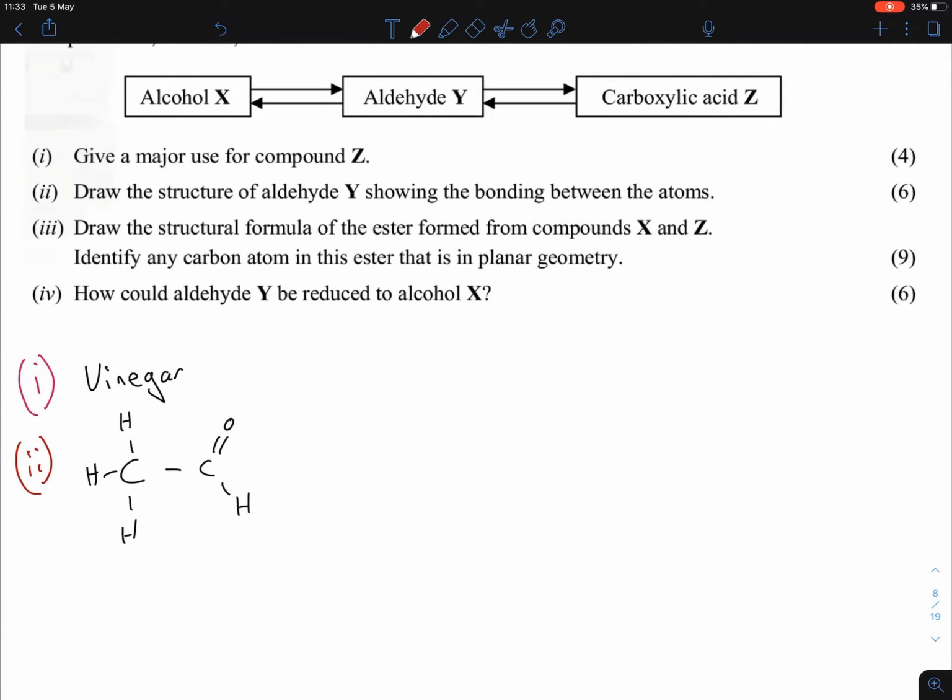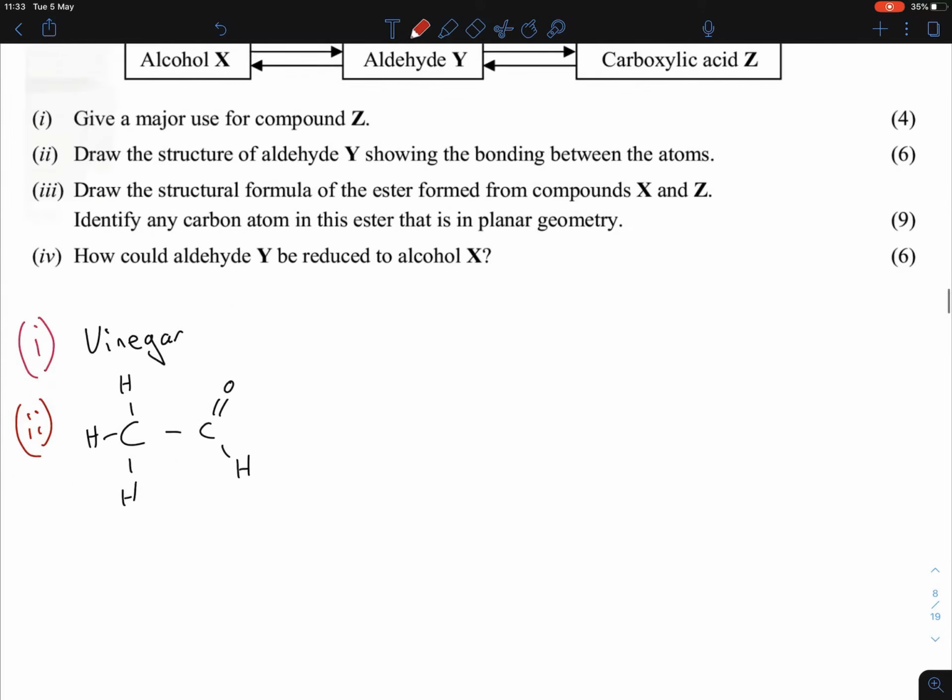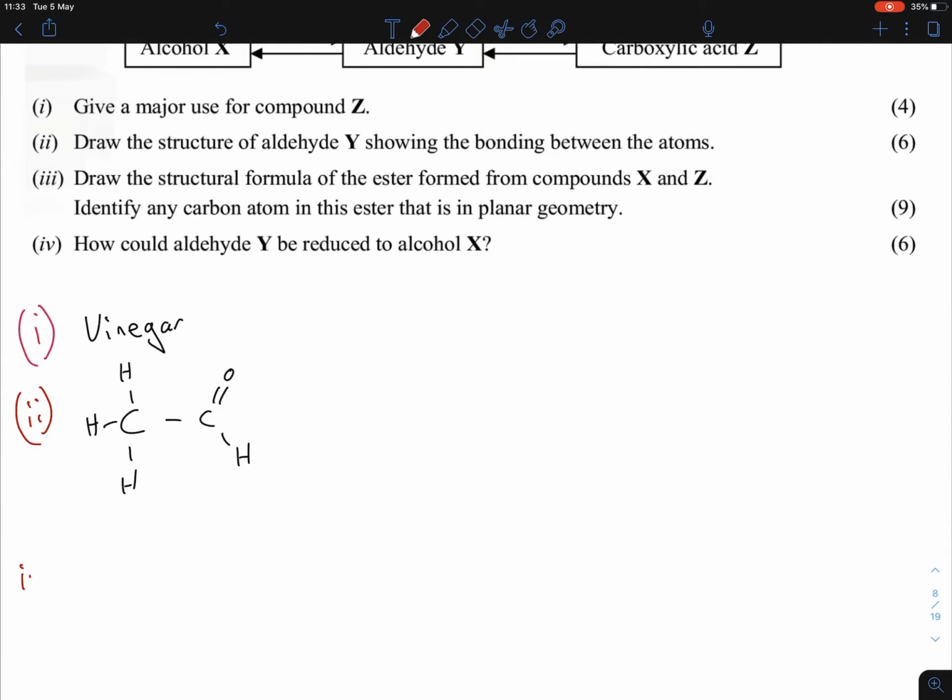Z and identify any carbon atom in the ester as a planar geometry. So there's quite a lot going on there. Now I'm going to do this one, even though I said I'll leave esters off to the very end, but look, we'll have a look at it, this one here. There will be a separate video on esters as well.